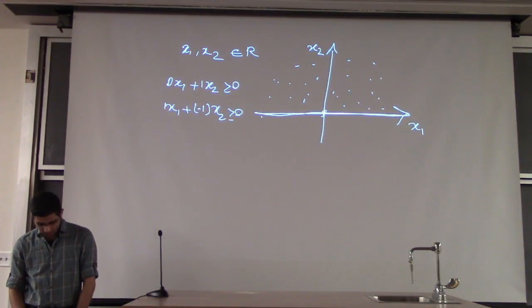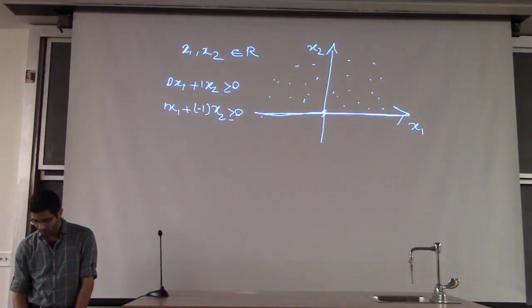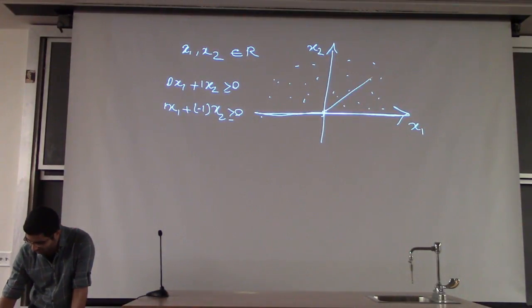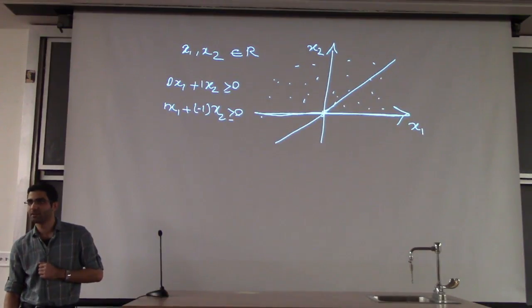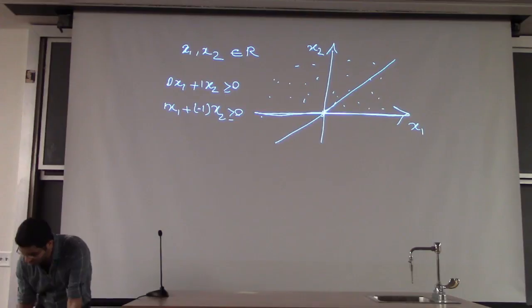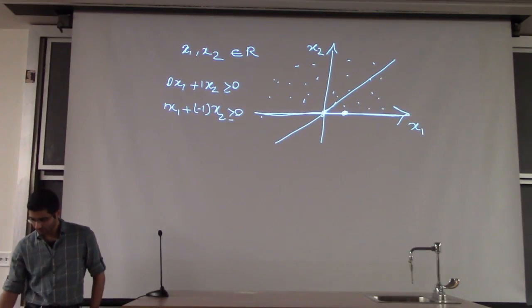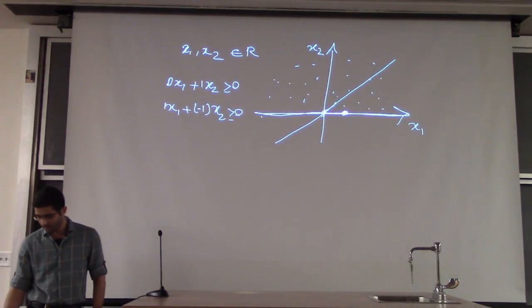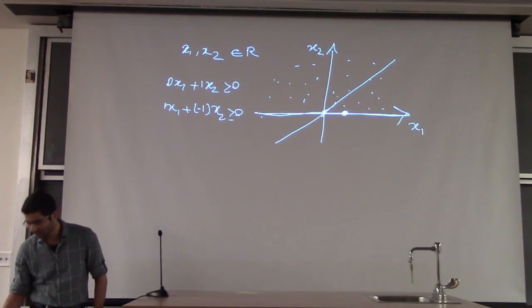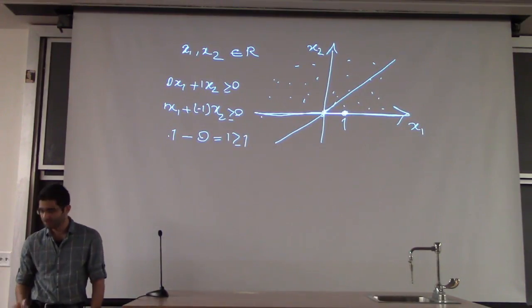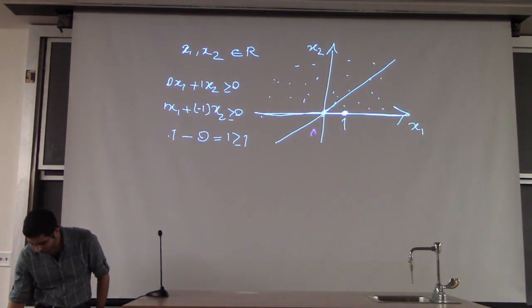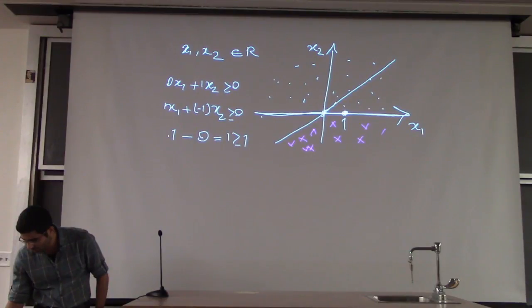So x1 minus x2 equal to 0 is this line. So any point below the line satisfies our inequality. For example, all the points on the line would give 0, and every point below it would be greater than 0. So here x1 is 1 and x2 is 0. So 1 minus 0 is 1, greater than or equal to 0. So this is for the second constraint.